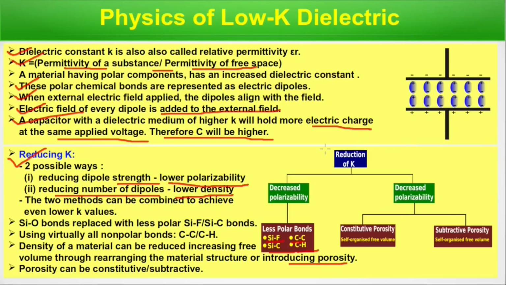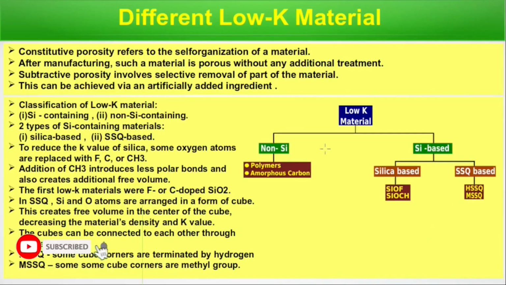We are done with this slide. We will move to the next slide. Now let's learn about different types of low-K material. Constitutive porosity refers to self-organization of the material. After manufacturing, such a material is porous without any additional treatment. Subtractive porosity involves selective removal of part of the material. This can be achieved via an artificially added ingredient. If the ingredient is added artificially, that is subtractive. Constitutive is natural, like self-organization of the material. That is, without any additional treatment, the material is like that only.